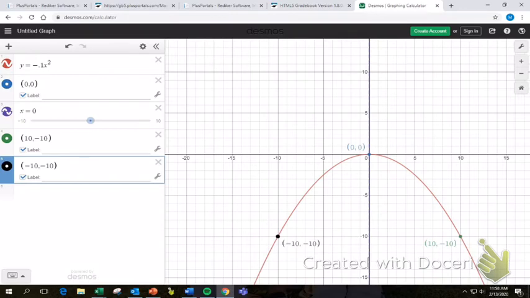So we plot our points, we label them, we draw that axis of symmetry. Don't forget, either at the top or the bottom, we label it with the little equation, so x equals 0. And of course, our parabola has arrows on the end.